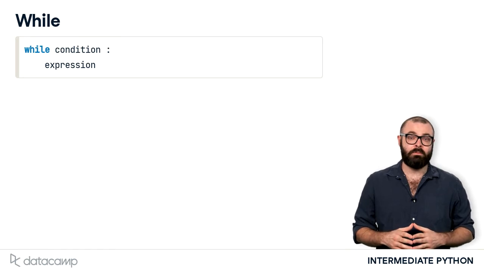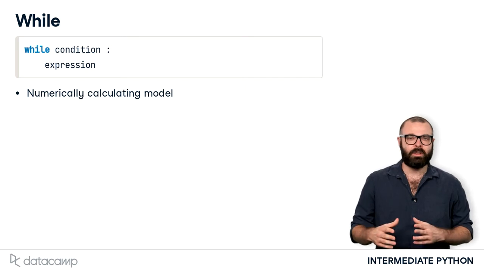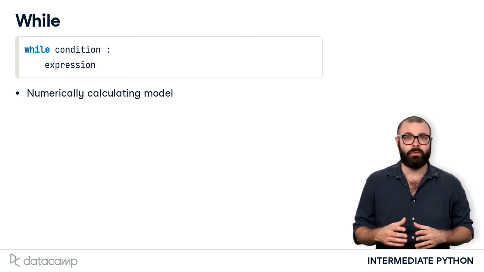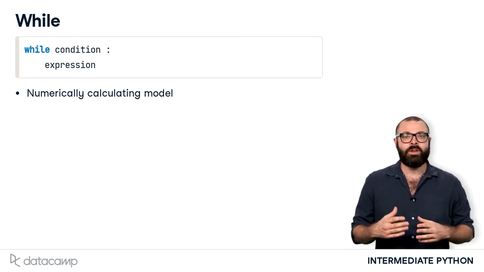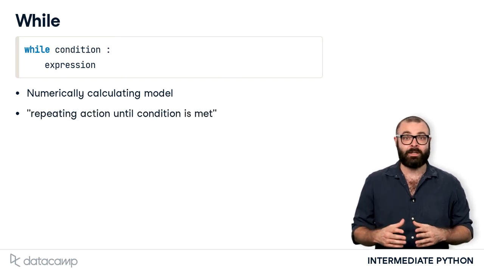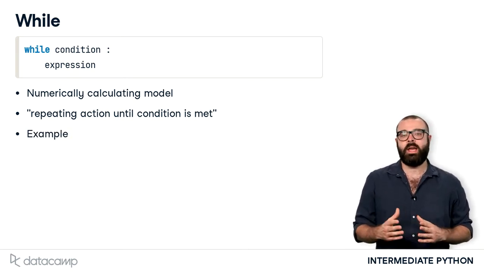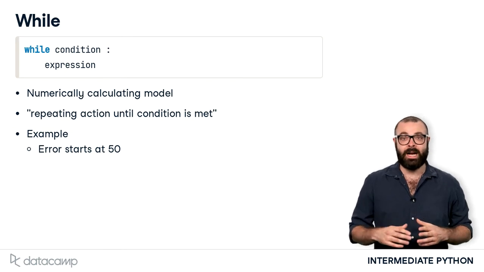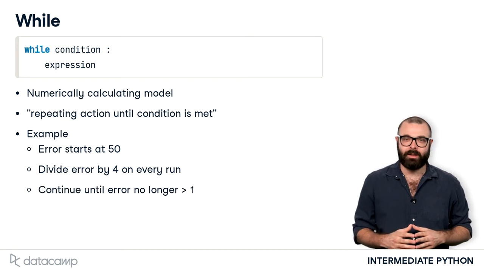As an example, suppose you're numerically calculating a model based on your data. This typically involves taking the same steps over and over again until the error between your model and your data is below some threshold. When you can reformulate the problem as repeating an action until a particular condition is met, a while loop is often the way to go. Say that we start with an error of 50 and that our fancy algorithm divides the error by 4 on each run. We want to keep going until the error is no longer above 1.